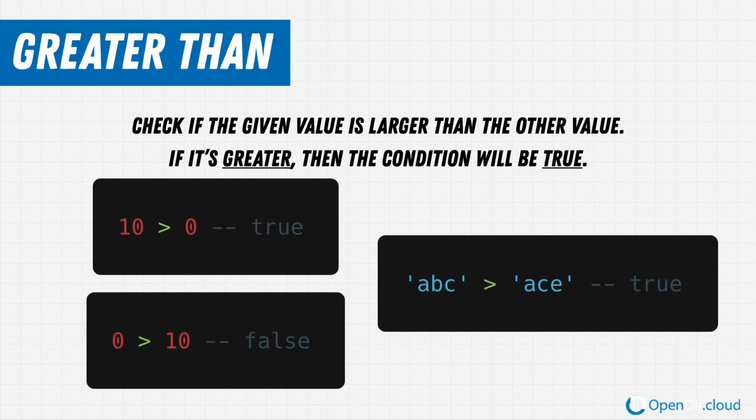Now, looking at greater than. Check if a given value is larger than the other value. If it is greater, the condition will be true. So 10 is greater than 0. That is, of course, true. 0 is greater than 10? Well, we all know that 0 is smaller than 10. So that's false. And here we can see a text comparison with greater than.